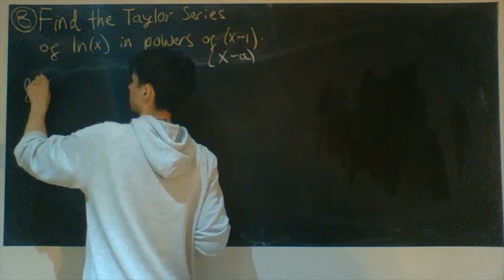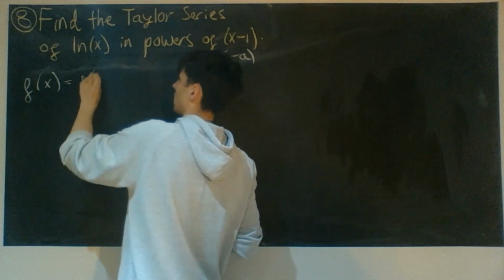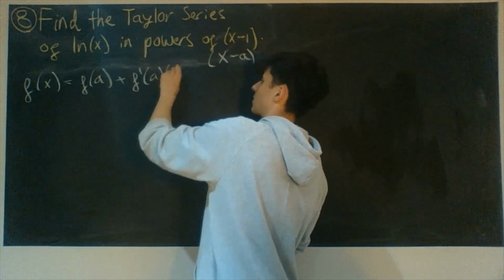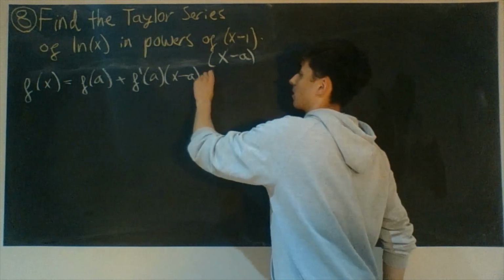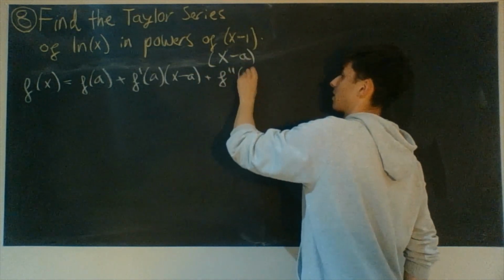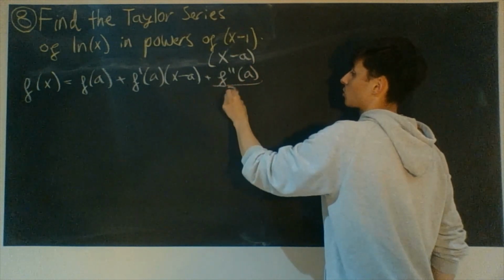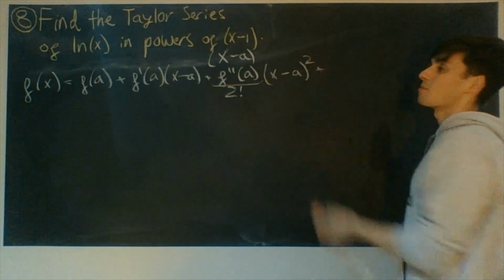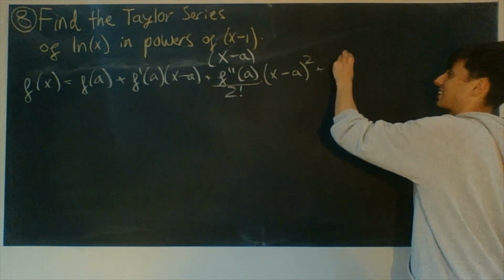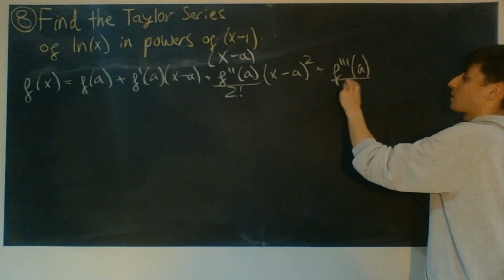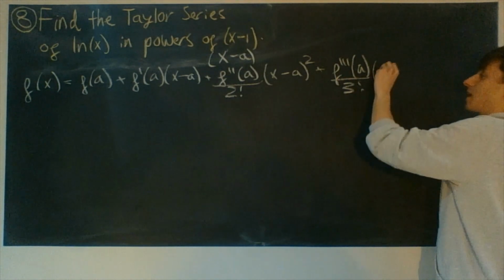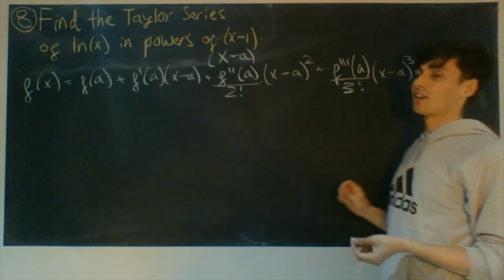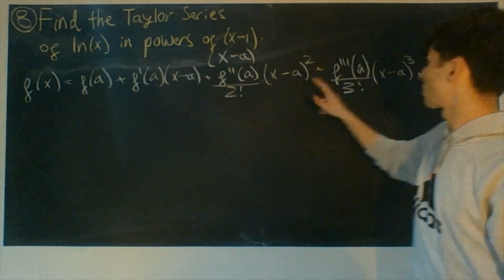So f of x is f of a plus f dash of a times x minus a, plus f dash dash of a over 2 factorial, brackets x minus a squared. We'll do one more term, plus f dash dash dash of a over 3 factorial, x minus a cubed, dot dot dot. So that's our Taylor series. We'll just go to the 4th term.